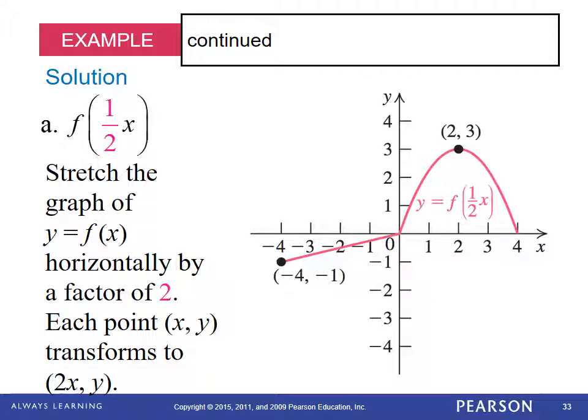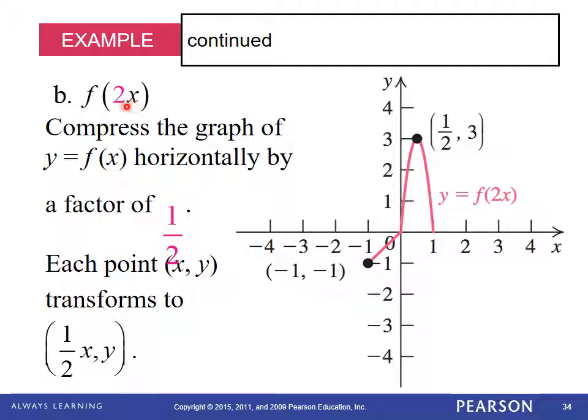All right, the next one, 2x. Now everything gets compressed. So that -2, -1 originally here now becomes -1, -1. 0, 0 still stays. And again, 1, 3 now becomes 1/2, 3. 2, 0 now becomes 1, 0. So everything gets pulled in by that amount.